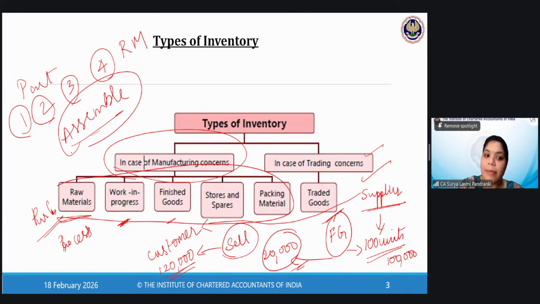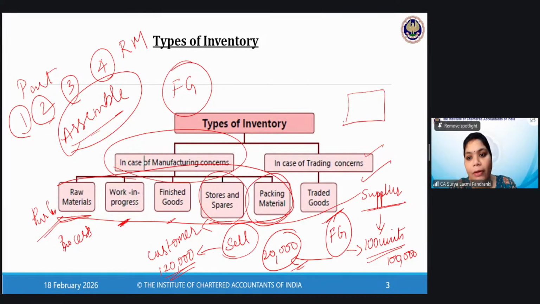But once all the assembling is done and the AC is in working condition, it is called a finished good. So there are differences between the stages: raw materials, work in progress, finished goods. And like I told you about stores and spares, we have to use some spare parts. In any product or machinery, you will have to use some spare parts. That's also part of your inventory. And also the packing material.